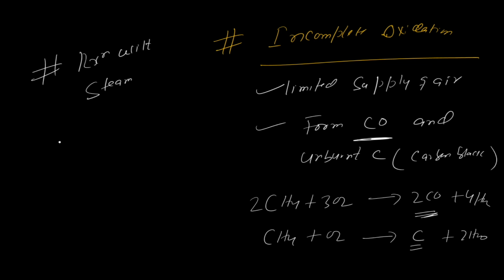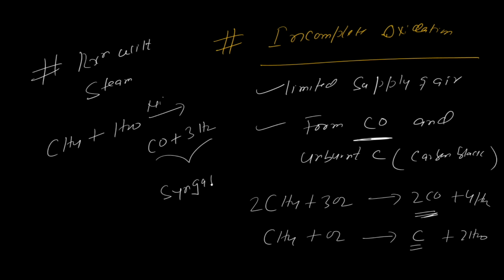When an alkane like methane reacts with steam, H2O, in the presence of a nickel catalyst at high temperature, what will happen? It will give you CO plus H2, and this is known as synthesis gas, or syn gas. You should keep this in mind. So basically this is the method of industrial preparation of dihydrogen, H2, on a large scale.